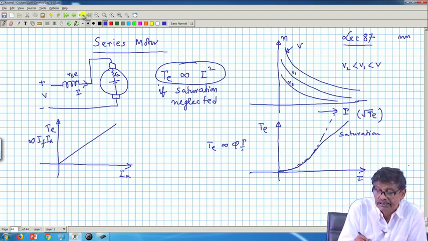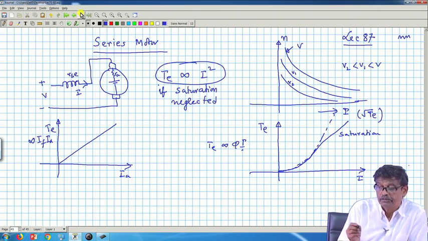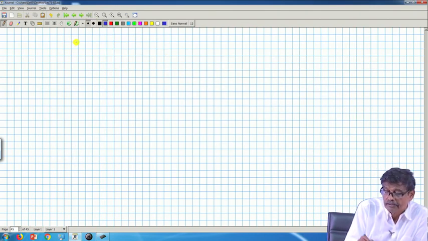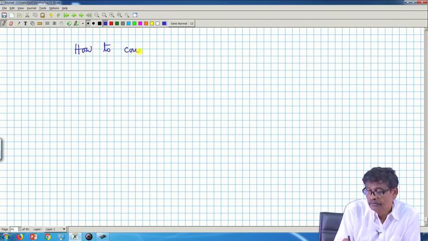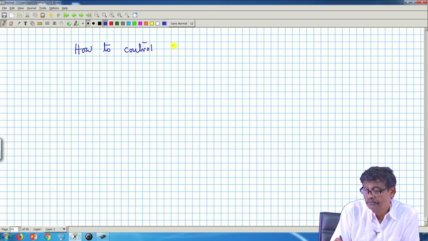Okay. So, in case of series motor, how to control field current?